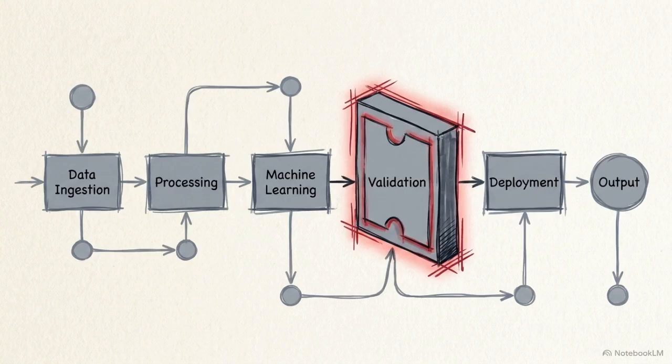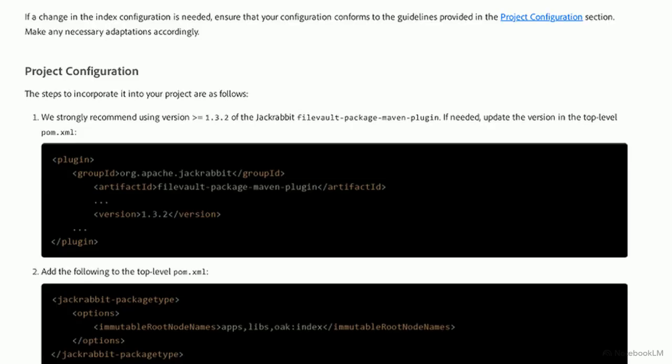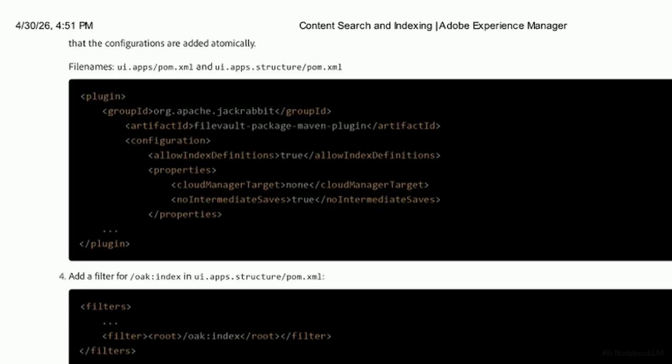Cloud Manager CI/CD pipelines treat index changes with intense scrutiny, requiring strict atomic deployments. This XML configuration shows the project's top-level pom.xml file. You must ensure the Jackrabbit File Vault Package Maven plugin is updated to version 1.3.2 or higher. Next is the Properties block.